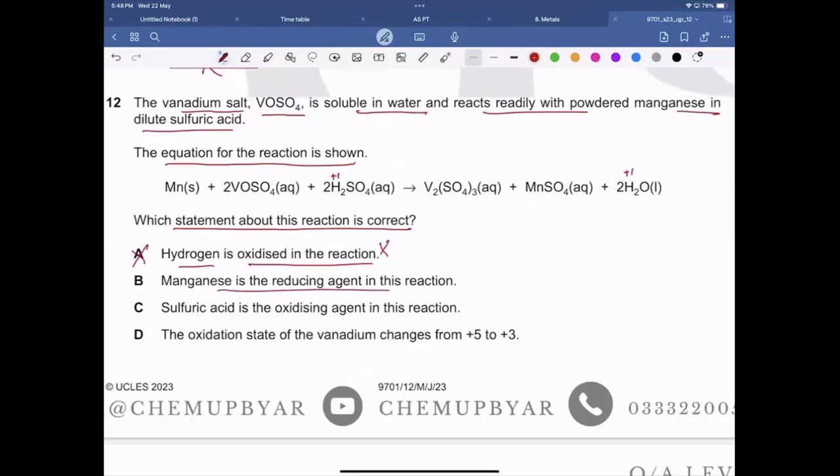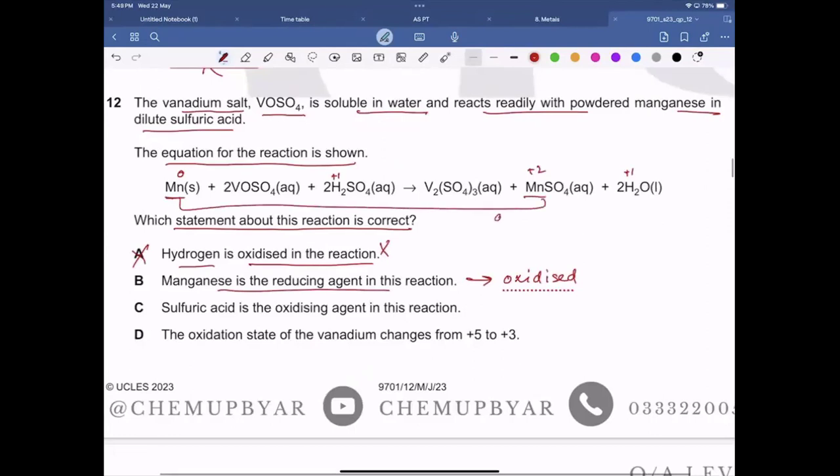Manganese is the reducing agent. So the reducing agent is the one which oxidizes itself, right? So if you look over here, manganese is 0 and over here it is +2. So yeah, it is undergoing oxidation. So it can be a reducing agent. That statement is correct. But let's assure the rest of them.